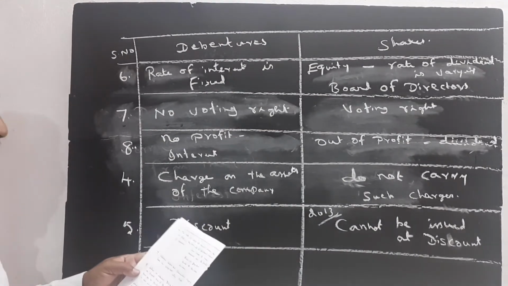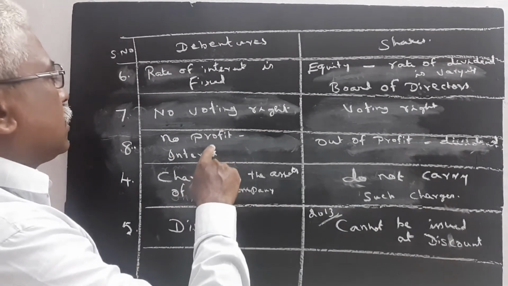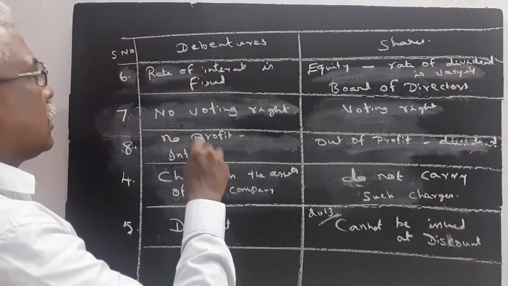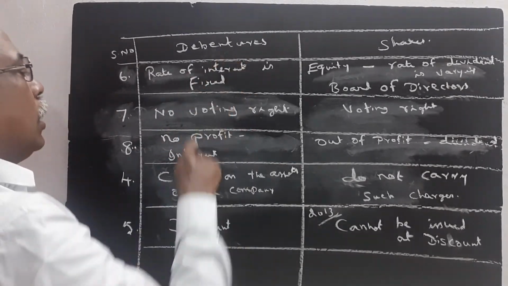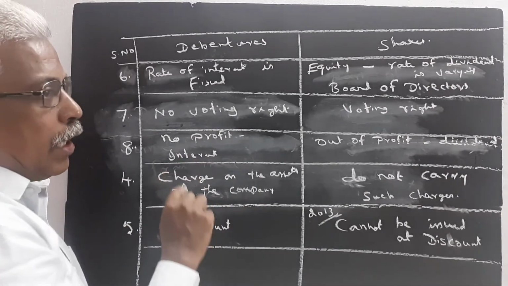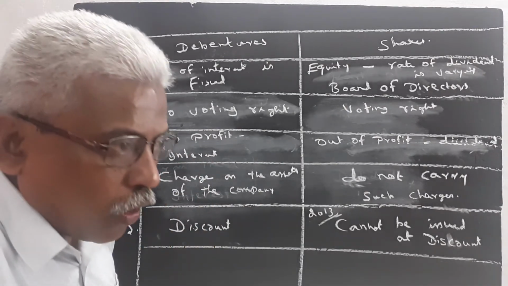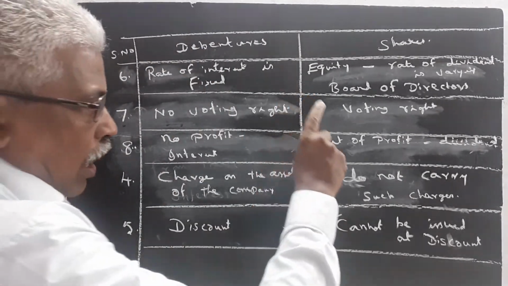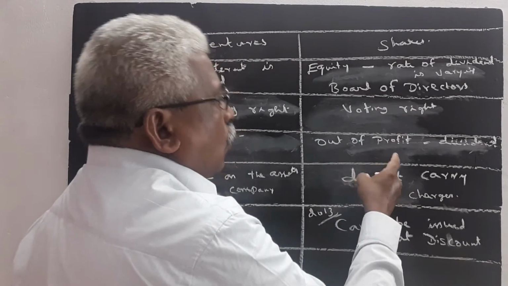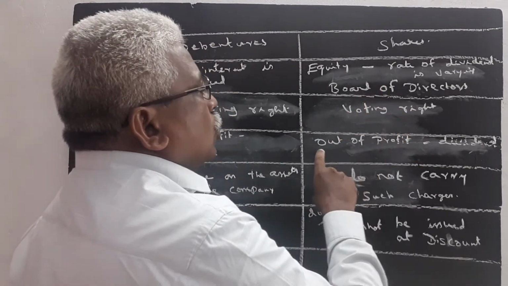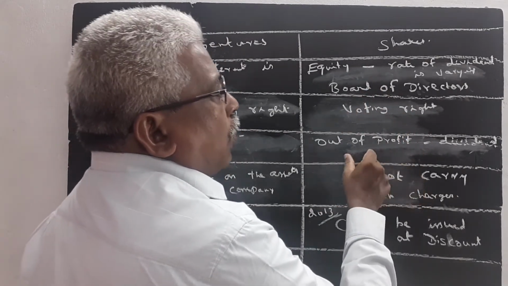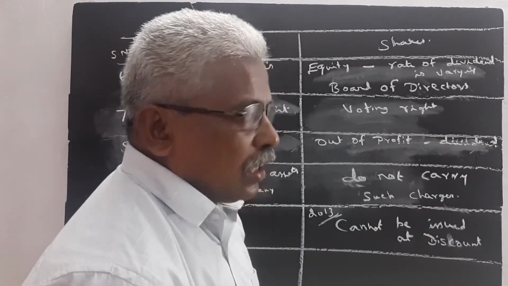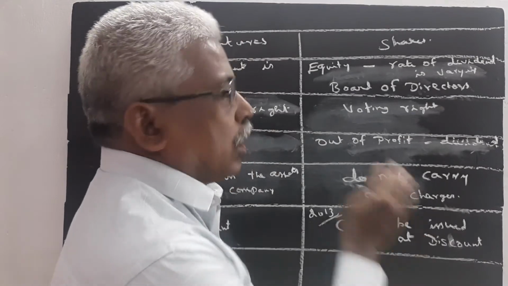Point number 8, interest on debentures is payable to the debenture holders. Interest is paid to the debenture holders whether the company earns profit or not. If there is no profit, interest must be paid to the debenture holder. But the dividend is given only out of profit. If the company has suffered any losses, no dividend is distributed to the shareholders.